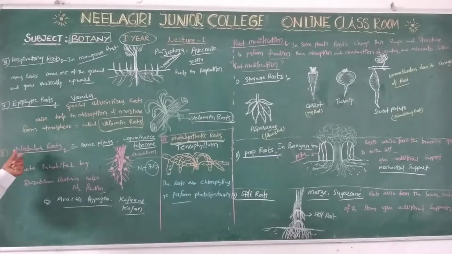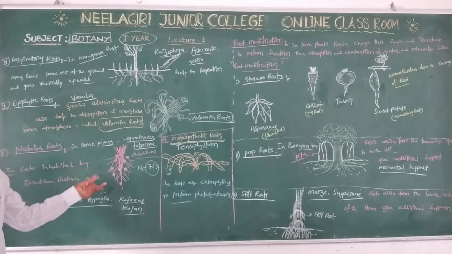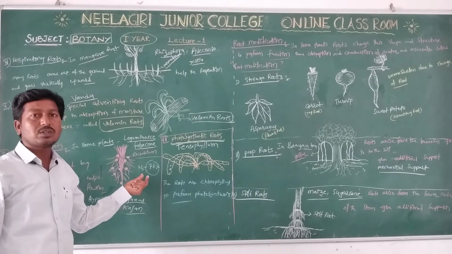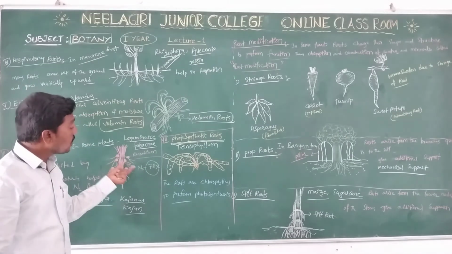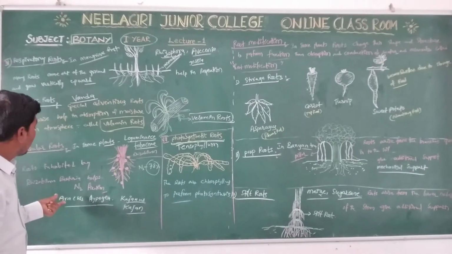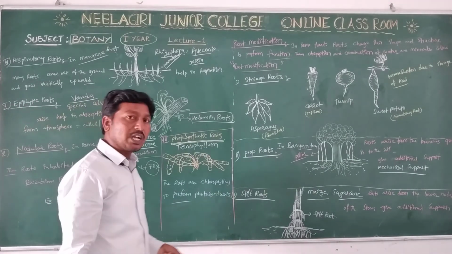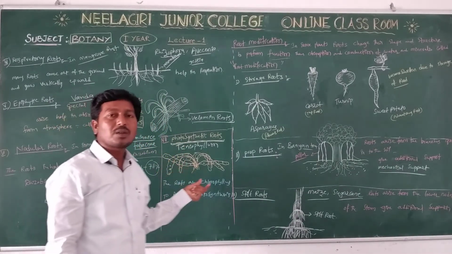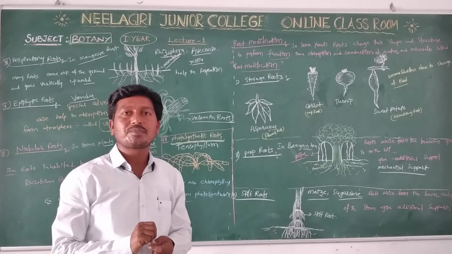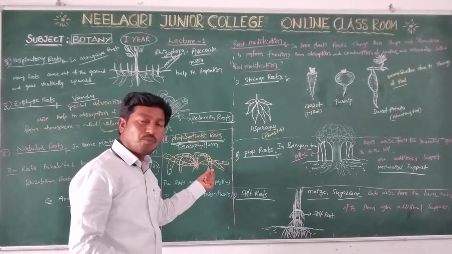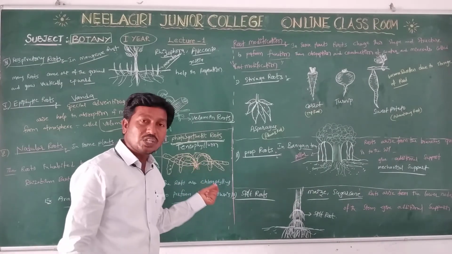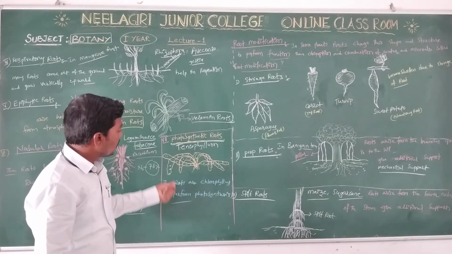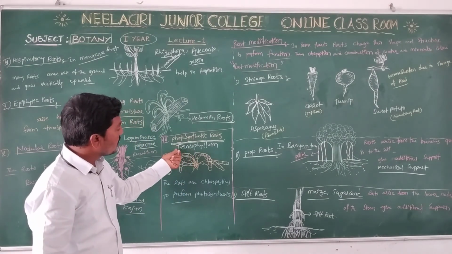And nodular roots, in the Leguminosae and Fabaceae families. The roots are inhabited by Rhizobium bacteria, which help in nitrogen fixation. Best examples: Arachis hypogaea, Cajanus cajan. And photosynthetic roots: generally roots are brown in color, but photosynthetic roots are chlorophyllous to perform photosynthesis. Best example: Taeniophyllum.